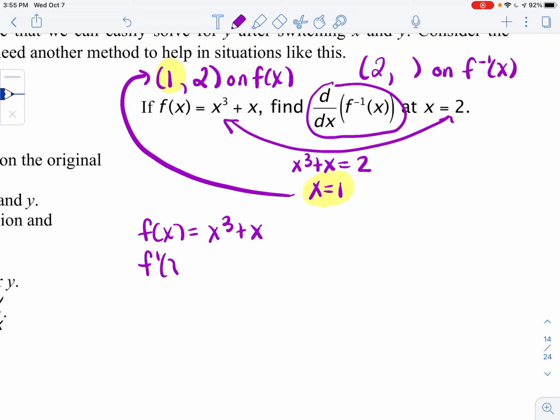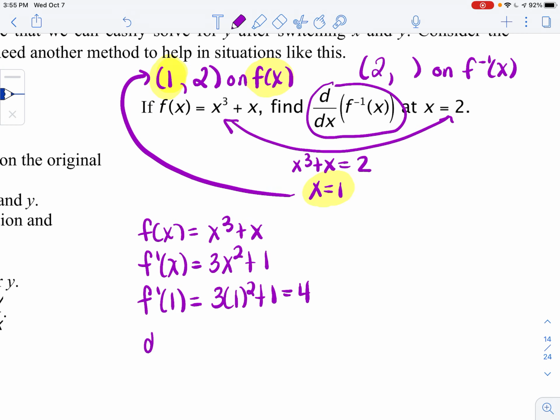So f prime of x in this case, doing the regular derivative, would be 3x squared plus 1. I want to evaluate it at the true x value on f of x. So f prime of 1 comes out to be 3 times 1 squared plus 1, or 4. And then my last step is to take the reciprocal. That's how I get the final answer I'm looking for. So the derivative of f inverse of x, specifically at 2, that's what we were working on before, is the reciprocal of this. Take the reciprocal.